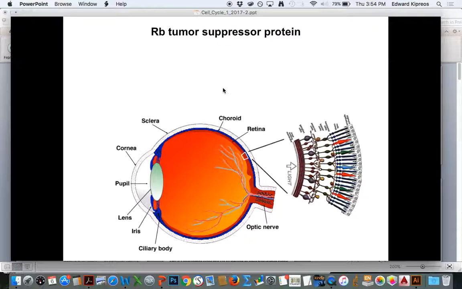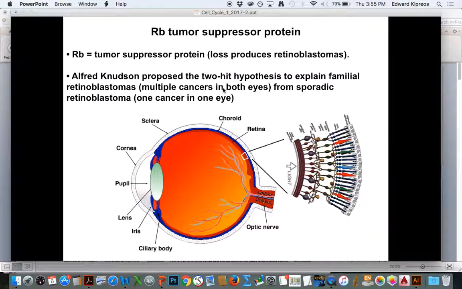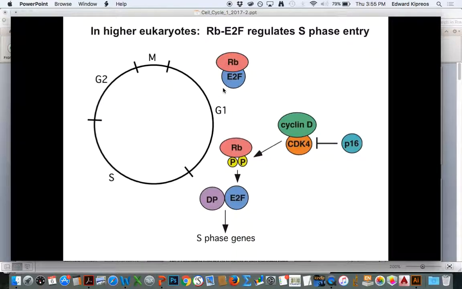And so it's a childhood cancer where they end up with multiple tumors because they've already got one copy of the RB gene knocked out. And if they get another copy knocked out, then wherever that gene is knocked out, they'll get tumors. They'll get multiple tumors back here. Okay? So that was the first tumor suppressor gene to be cloned. All right, and we'll get into the two-hit hypothesis later.